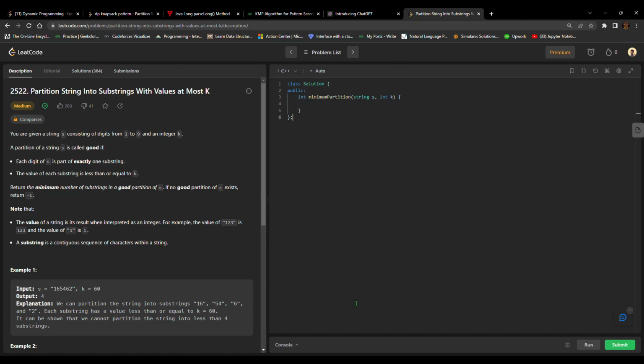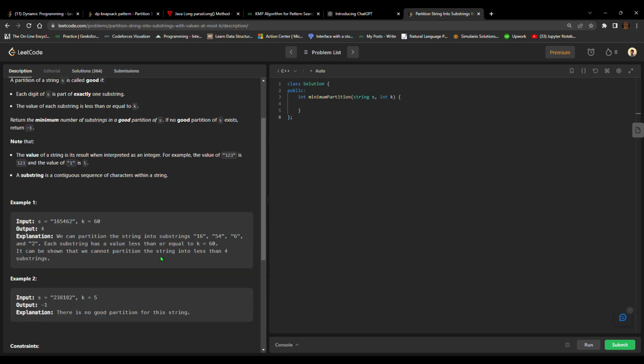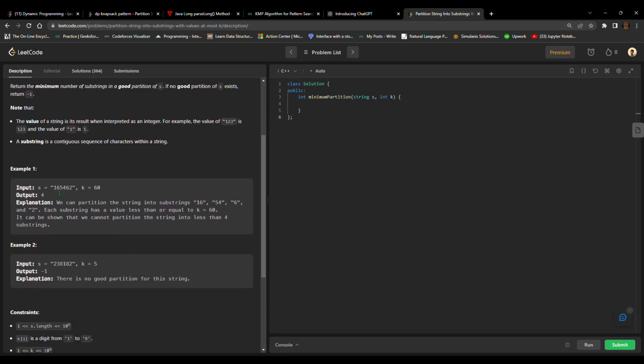So today we would be solving Leetcode question number 2522, partition strings into substrings with values at most k. What the question really says is that we are given a string, for example 165462, and we are given a k value that is 60.